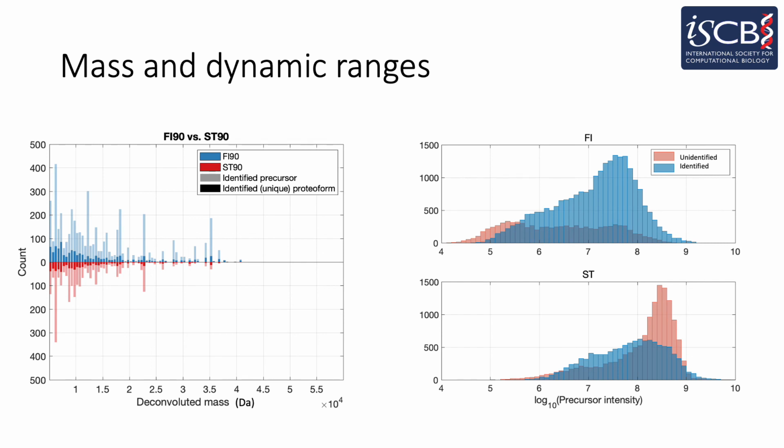We also compare the dynamic ranges. For this figure, the blue bars are the identified spectra and red bars unidentified spectra. If we focus on the blue bars, we can say that FLASHIda in the top panel has almost 5 orders of magnitude in dynamic range, between 10 to the 5 to 10 to the 9. Standard in the bottom panel has about 3 orders of magnitude, between 10 to the 6 to 10 to the 9. Lastly, if we compare the areas of blue and red bars, we can see that identification rate is much higher in FLASHIda than in standard. Again, confirming FLASHIda selects high quality precursors.